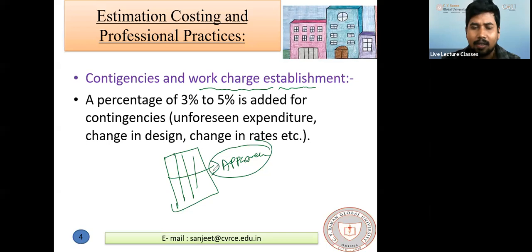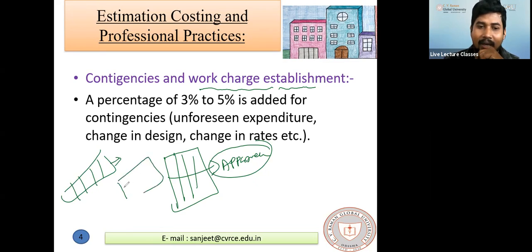So you see, near a big construction site, there are some labor quarters. You might have seen some temporary labor structures there. They are constructing the labor quarters near the apartment for the staying of the labor. And there is some warehouse also there for keeping the material.